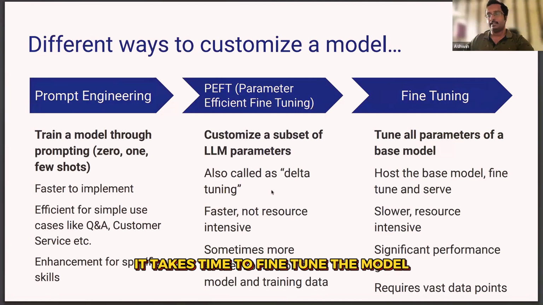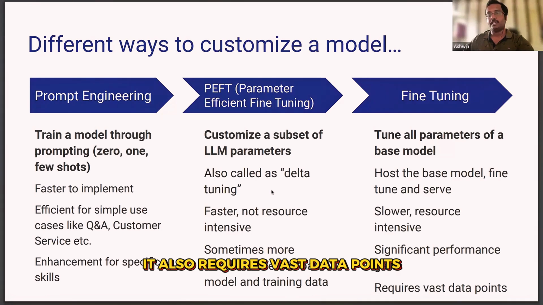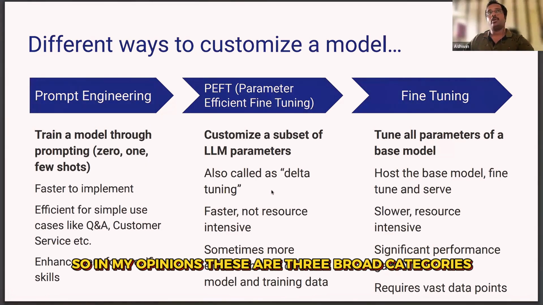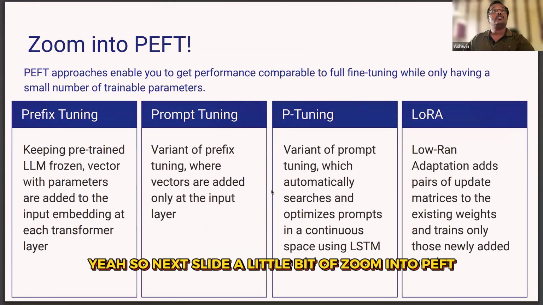So it's slower, it takes time to fine tune the model, but the output is also similarly good. So you have significant performance gains. And to do this fine tuning, it's not only that you tune all the parameters, it also requires vast data points on which you will be able to fine tune. So in my opinion, these are the three broad categories in terms of increasing complexity, to look at how you can customize a foundation model. Yeah. So next slide, a little bit of zoom into PEFT.